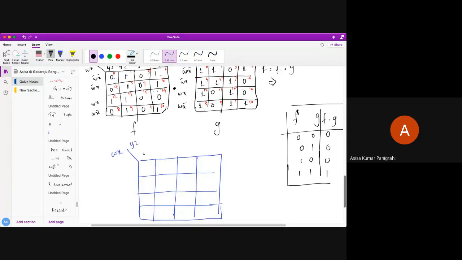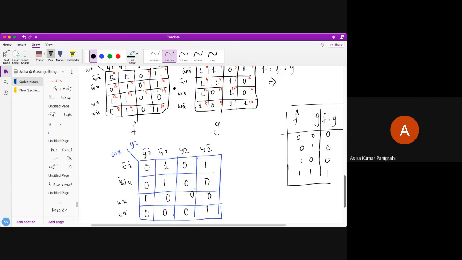So this is y bar z bar, y bar z, y z, y z bar, w bar x bar, w bar x, w x, and w x bar. See here, I will do the AND operation between this and this, and write down 0 here. I'll do this and this, and write down the AND operation here. This and this 0. This and this 1. Like this, very simple, students. 0 1 0, 1 1 1, 1 0 0, 1 0 0, 1 1 1, 1 0 0, 1 0 0, 1 0 0, 0 0 0, 0 1 0, 0 1 0, 1 0 0, 1 1 1.